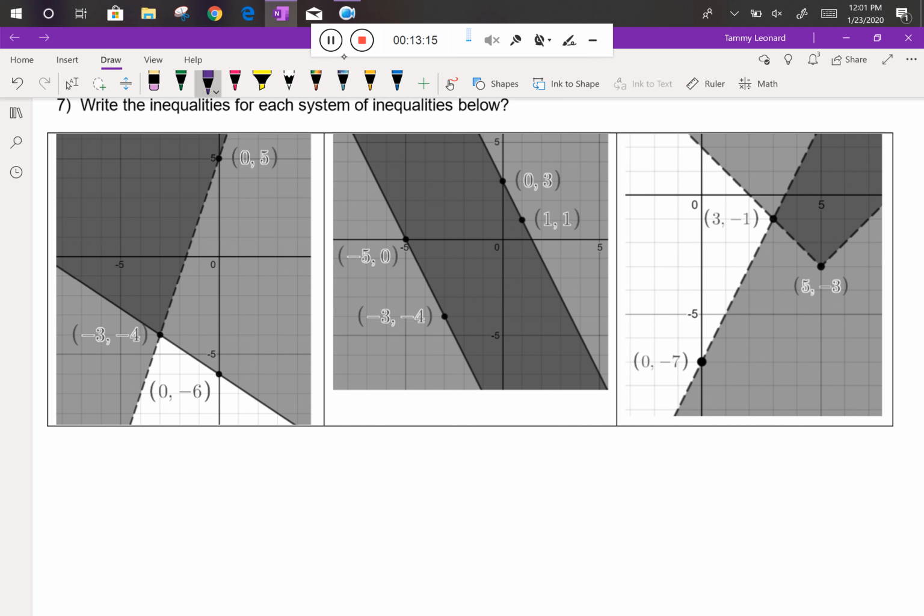So if I look at this first solid line coming down here, going through (-3, -4) and (0, -6), I can see that it seems to have a slope that goes down 2 and to the right 3. So negative 2/3 is my slope. Let's try to write that a little more clearly. Negative 2/3 x. And I can see that it goes through a y-intercept of negative 6. And I can see that the shading is above the line and that the line is solid.